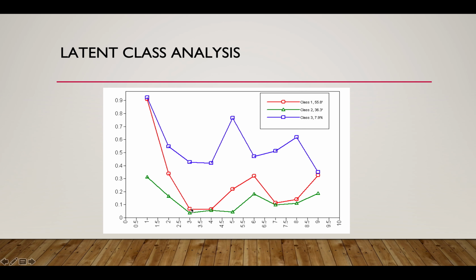Item 1, item 2, item 3, item 4, and the probability of endorsing item 1 is 30%, item 2 is roughly 20%, item 3 is low for this green group here, right? And then we have a red group, and everybody in the red group and the blue group endorse item 1 at roughly 100%, right?